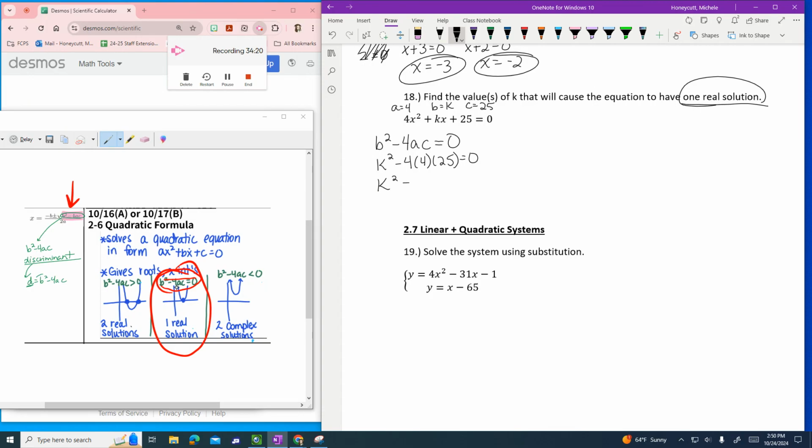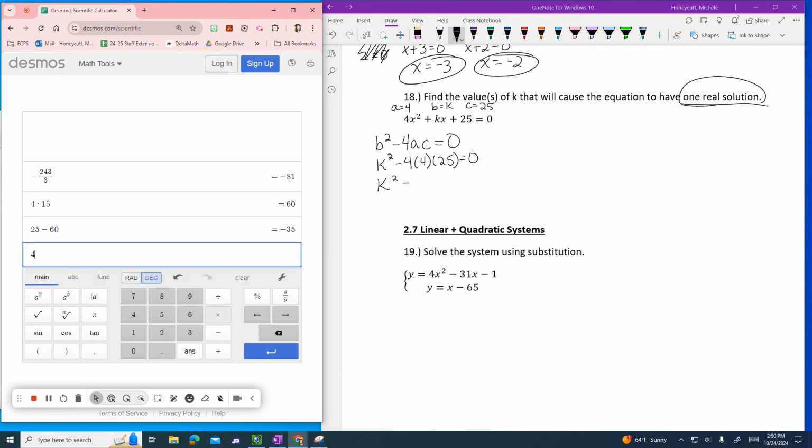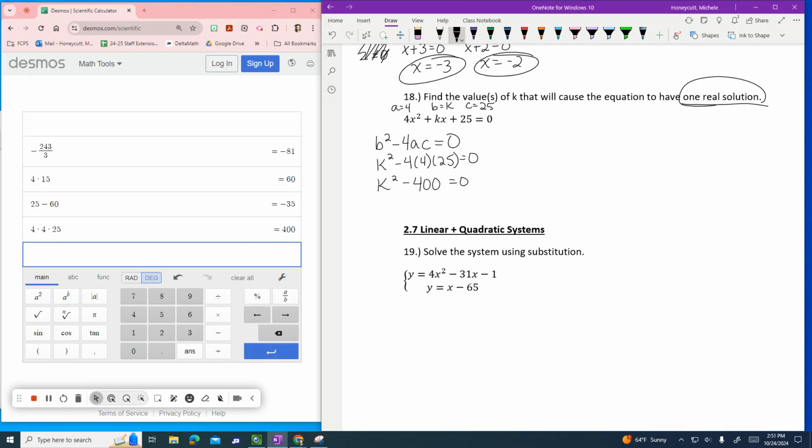You can simplify that, so that's K squared minus, let's see, 4 times 25 is 400. And then since there's only a K squared, I'm going to get the K squared by itself. I will isolate it. You can take the square root of both sides. Square root of 400 is 20, but don't forget that anytime you take the square root of a number within an equation, you need plus or minus. So k could either be 20 or negative 20.